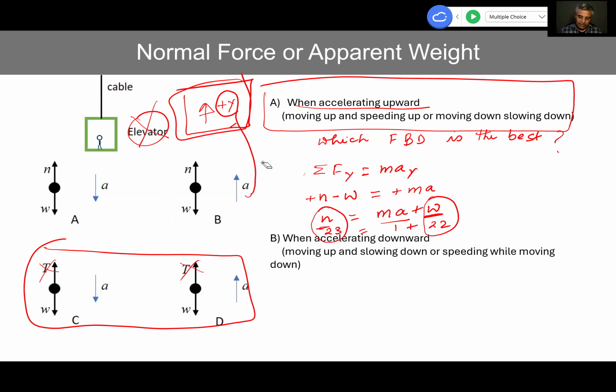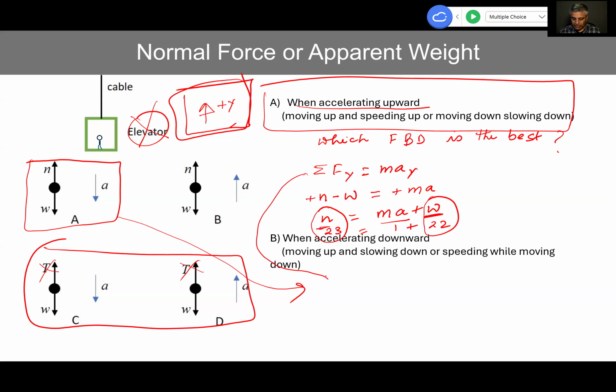Now, how about accelerating down? For that, we have to use this free body diagram. Let me write the same equation here without copying it. Again, normal force is up, weight is down, but acceleration is down, which means it's going to be negative MA. When I solve this for normal force, this W has a negative sign. When it goes to the other side, it becomes positive, and MA is negative. So now you see the normal force is less than weight.